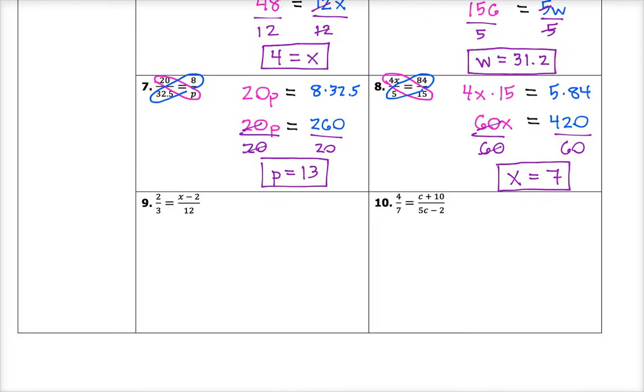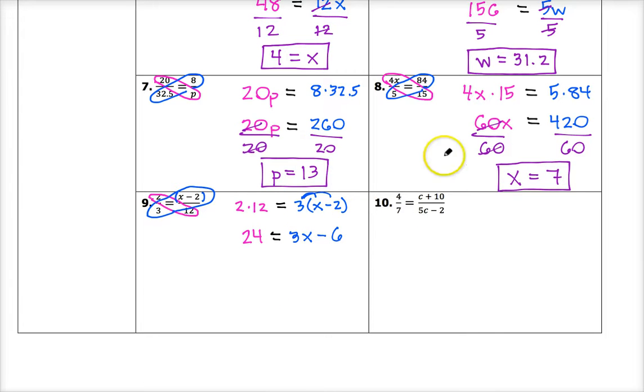Okay, the last two. We have 2 times 12 as one cross product. And for the other one, be careful, you have 3 times the quantity x minus 2. So when we do this cross product, we need to make sure we use parentheses around x minus 2. That is going to remind us that we need to do some distributing on that right side. So on the left side, 2 times 12 is 24. And on the right side, we distribute 3 to x minus 2, and we get 3x minus 6.